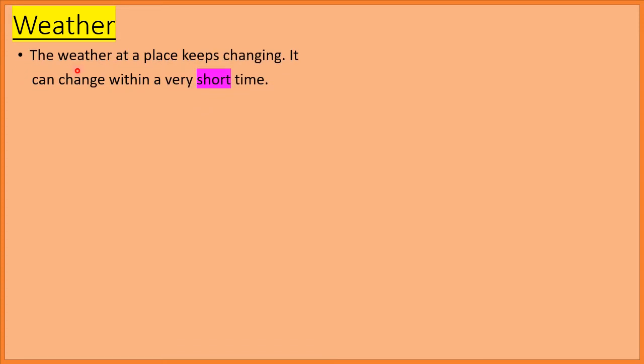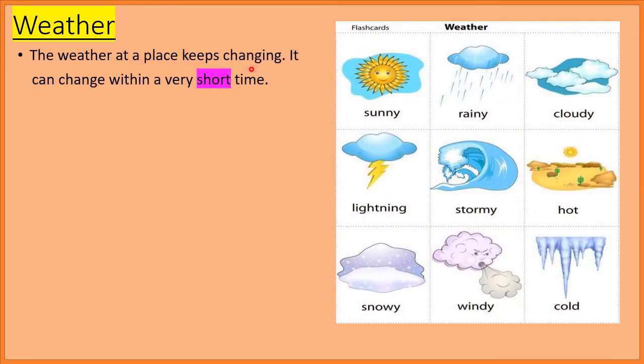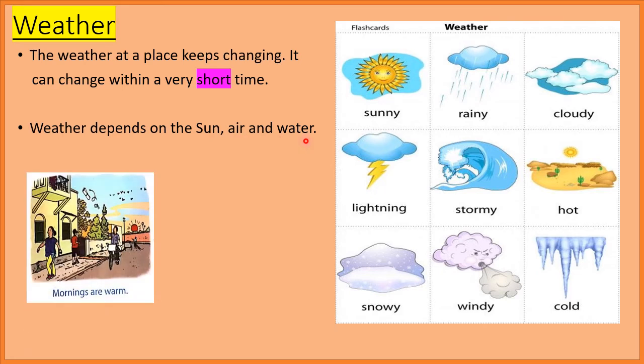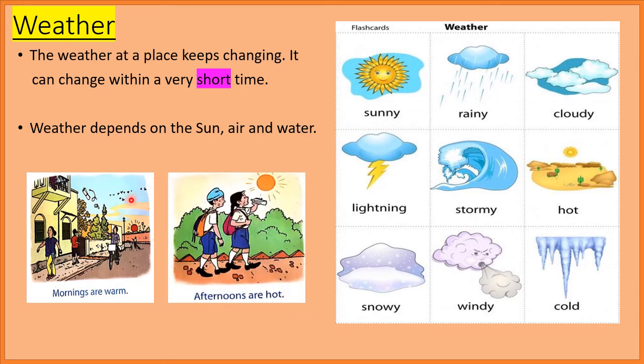Weather. The weather at a place keeps changing. It can change within a very short time. Weather depends on the sun, air, and water. The sun warms the earth. It is not so hot when the sun goes down or when it rises, but it is hot when the sun is over our head.